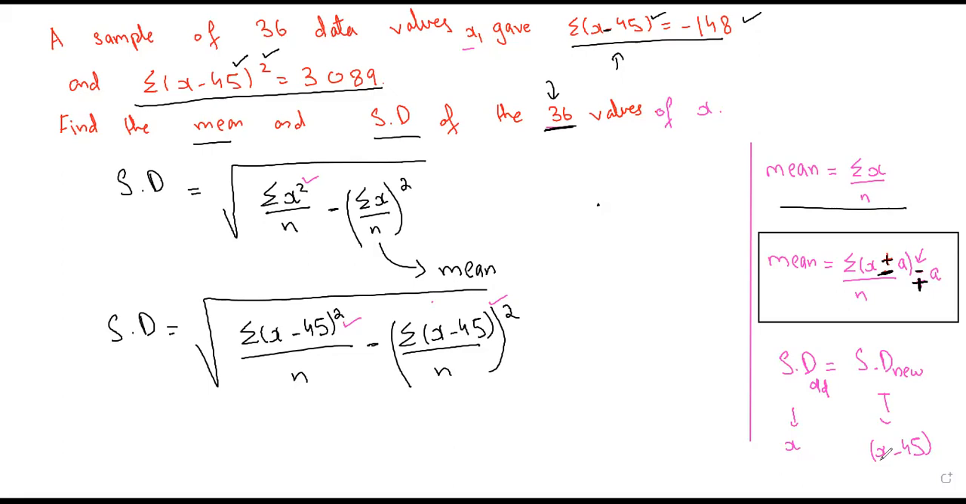So let's find the standard deviation quickly. This is going to be the square root of the summation of x minus 45 squared, which is 3089, divided by 36, that is my n, minus the mean, which would be 148 divided by 36, squared. Can you please simplify this and tell me the value?